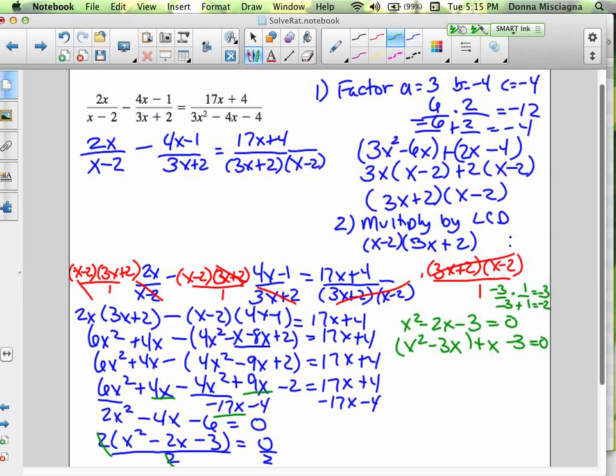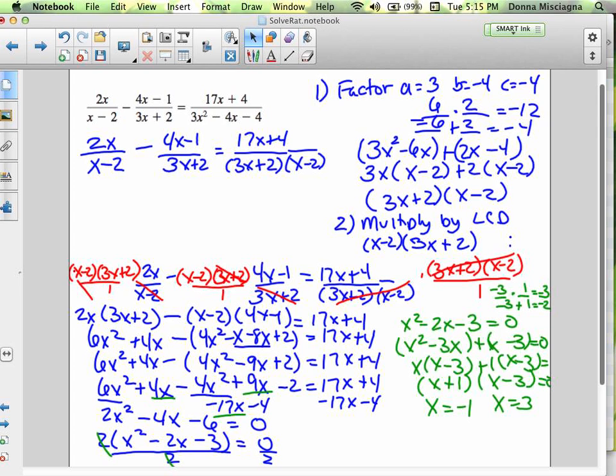First two are a group, second two are a group. We'll factor out the x. We have an x minus 3. Factor out a 1, we have an x minus 3. And so factored, we have x plus 1 and x minus 3, which means the two solutions are x equals negative 1 and x equals 3.